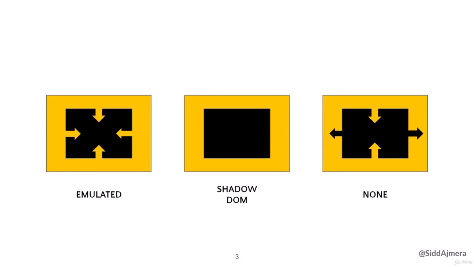Remember the three different types of view encapsulation that we talked about? One of them was emulated, the other one was shadow DOM, and the third one was none. And by default, the view encapsulation is set to emulated. What this means is that our component is going to have access to the global CSS classes, but the CSS classes that are local to a component won't be accessible outside.